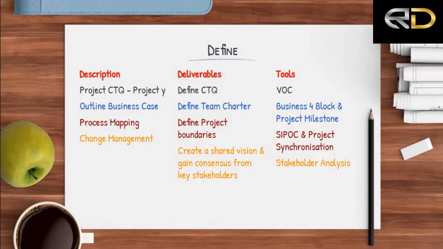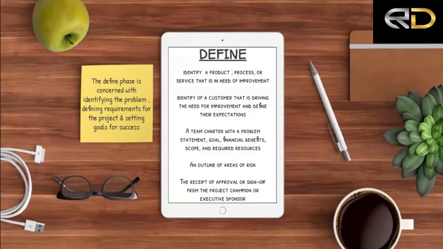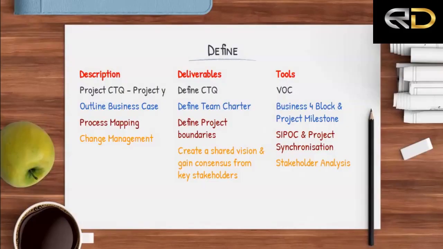And then number two, outline business case, okay? At this point now, you are now having your team charter, right? Remember, a team charter with a problem statement, goal, financial benefits and scope and required resources. So you are going to use a business case and project milestone. Those are the tools at your disposal.